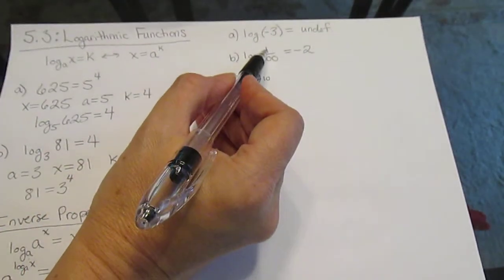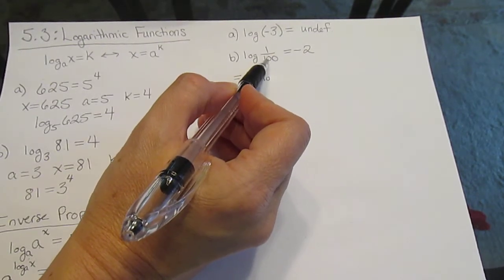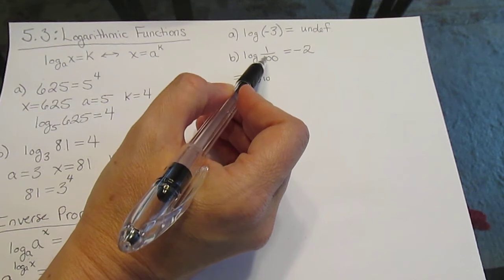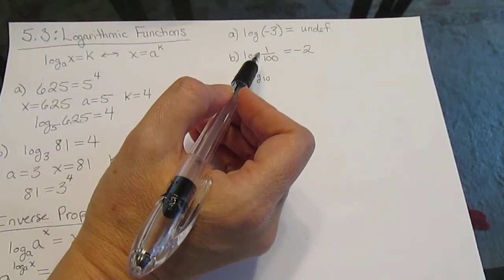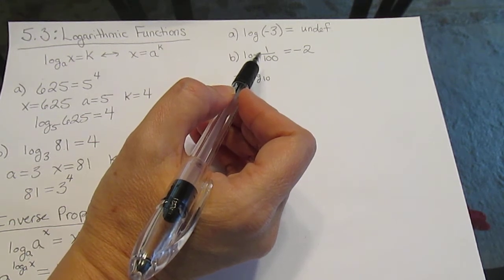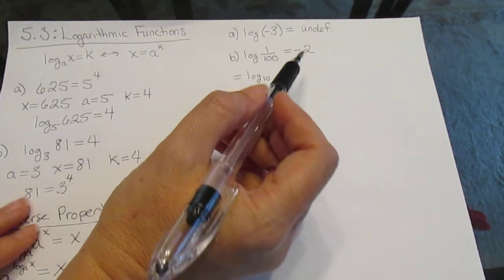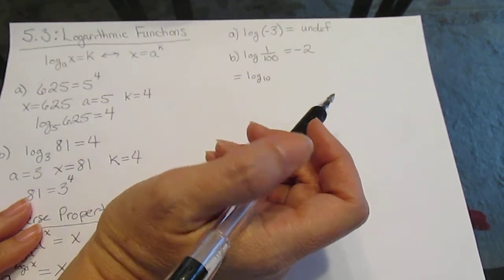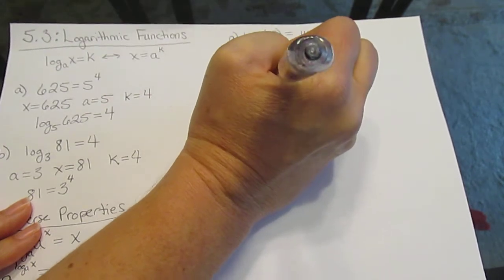Okay, well, I've got 1/100. Let's look at 100. 10 to what power is 100? Well, 10 squared. And if you don't remember some of these, feel free to guess and check with your calculator. See what power works. But 10 to the second power is 100. So I'm going to replace that 100 with 10 squared.